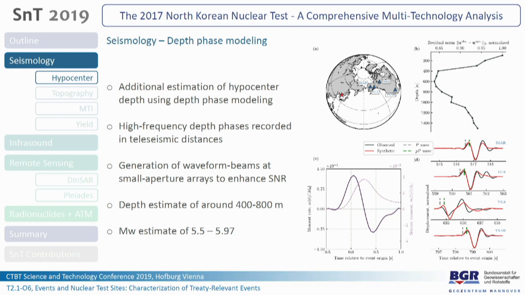We estimate the depth also using another method, called depth phase modeling. We use high-frequency depth phases, so pP, the surface-reflected P waves, that are recorded at teleseismic distances at four relatively small aperture arrays. We generate the beamforms to enhance the signal-to-noise ratio, then calculate the synthetics and compare them with the observed data for different depths. As you can see here, this is the residual. On the left side is a very low residual, and we come up with a depth between around 400 and 800 meters. A side product of this method is that we can estimate a moment magnitude in the order of 5.5 to around 6.